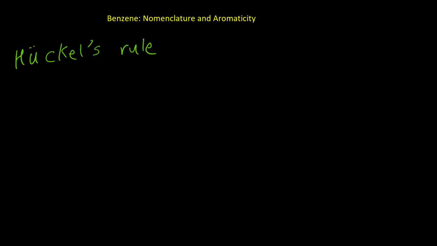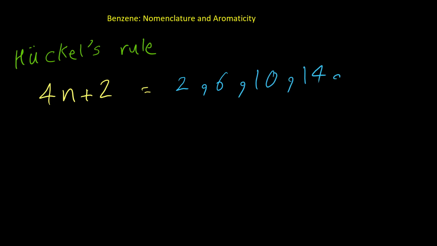How can we find aromatic compounds? There is an important rule that we call Huckel's rule. Actually, to be aromatic, there are 3 main rules. Based on Huckel's rule, the number of delocalized electrons in our system should obey 4n plus 2, and n can be any integer. If you put in different numbers for n, we get these numbers for aromatic compounds: 2, 6, 10, 14, and so on. So these numbers are aromatic numbers.